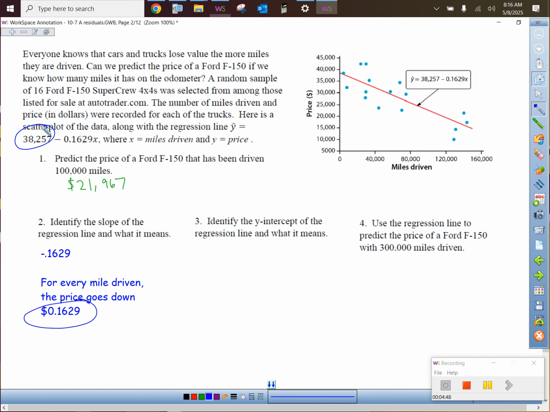The price of it, if it has been driven 0 miles, like a brand new one, right, should cost $38,257. So we can kind of put that: that's the value of the truck with 0 miles on it.